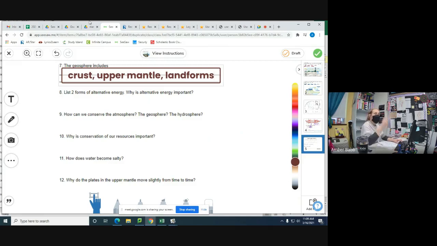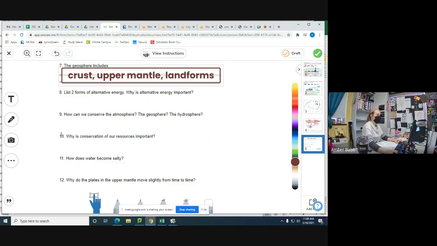But geosphere, write it down so you have this for your test tomorrow. Geosphere includes the crust, the upper mantle, and landforms. Is a river a landform? A riverbed is, where the river actually flows through, but the water itself, no.